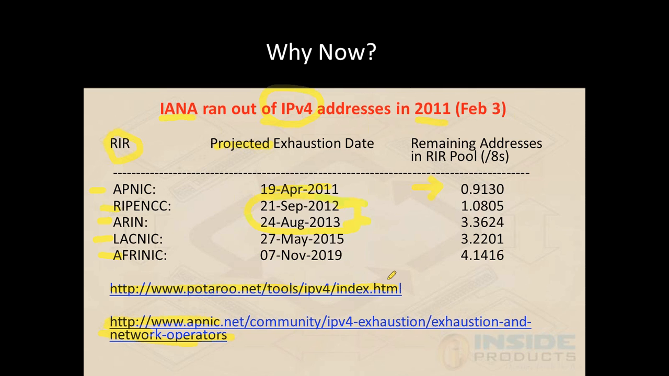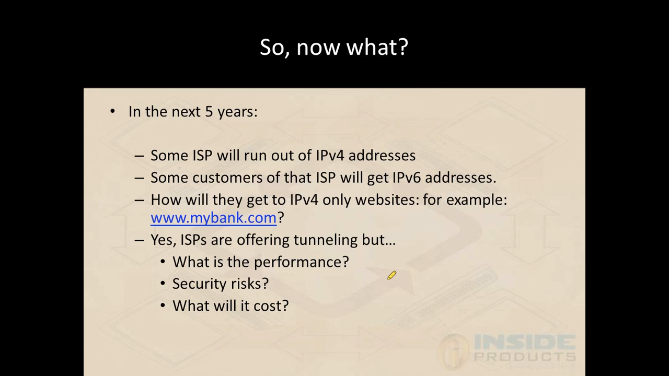What has been the motivation for going to IPv6? Why are we talking about this now? One of the biggest motivations is that IANA is the Internet organization that allocates IPv4 and IPv6 addresses to everyone.